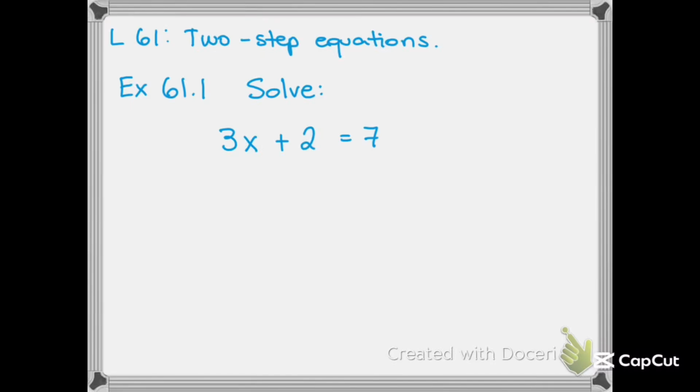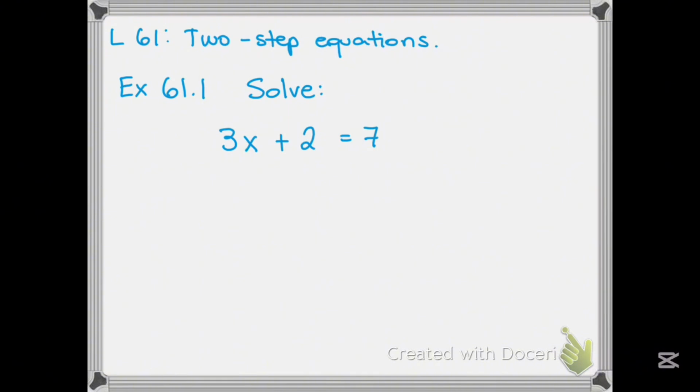Lesson 61, two-step equations. This is a very, very easy lesson. All we have to do is solve these equations, and we have to do 2 steps instead of 1 that we've been doing. So it's very, very simple. So let's look at the first example.